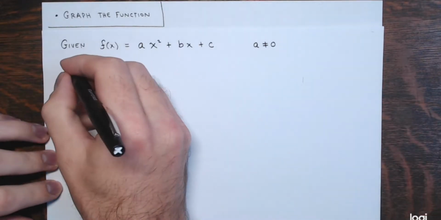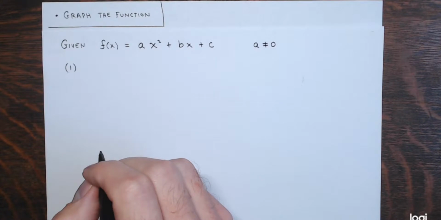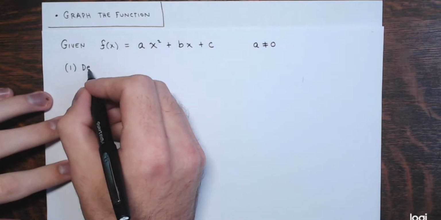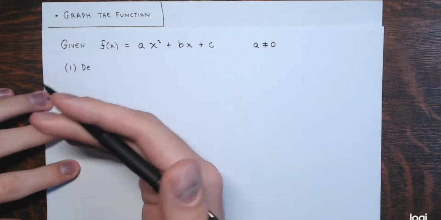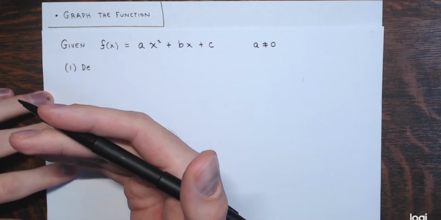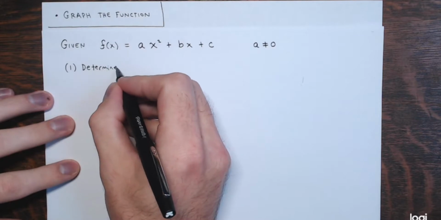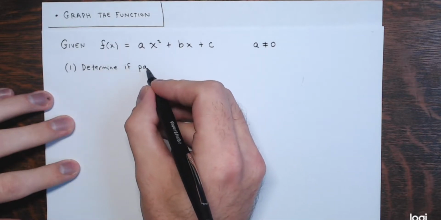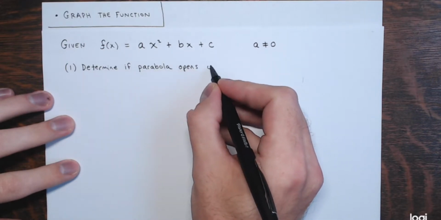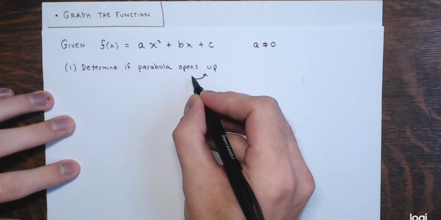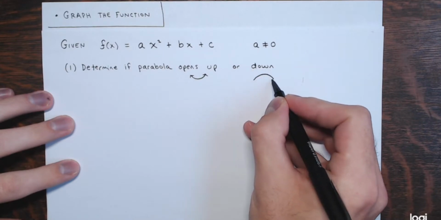The first step is I'm simply going to determine if the parabola opens up or down, just so that when I look at the graph later, I can tell if I did something right or did something wrong. So I'm going to determine if the parabola opens up, like this, like a smiley face, or down, like this, frowny face.